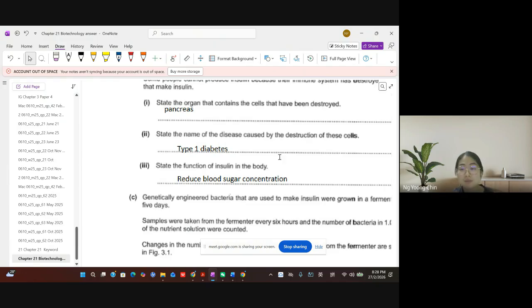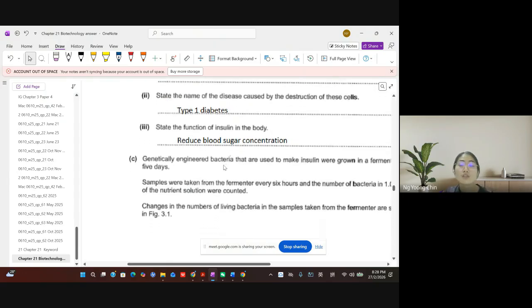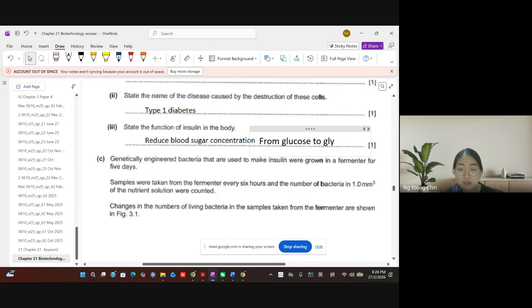Because the pancreas cell is being destroyed, right, there's no insulin production. So if there's no insulin production, what will happen is the cells are unable to carry out their function. The function of insulin is that it will help to reduce the blood glucose concentration. How they reduce it is from the glucose to glycogen.